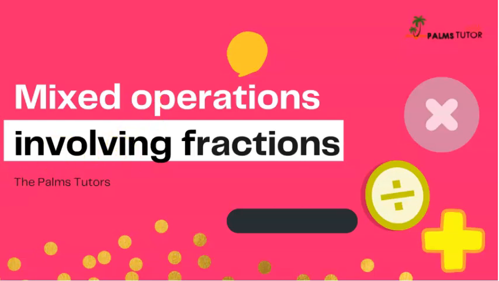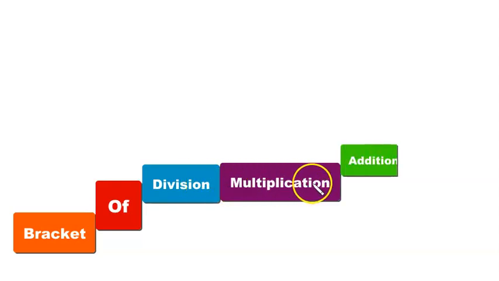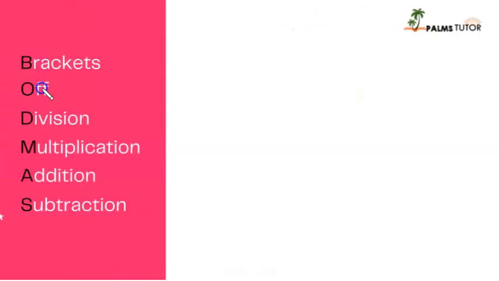Because we are not unruly people, when this happens, there is a certain rule that we must follow. Starting from our left, we must follow this order in order to arrive at the right answer. First, if there is a bracket, we settle that first. Then we look at of, followed by division, multiplication, addition, and subtraction. To make this easy for you, there is an acronym, and that is BODMAS.